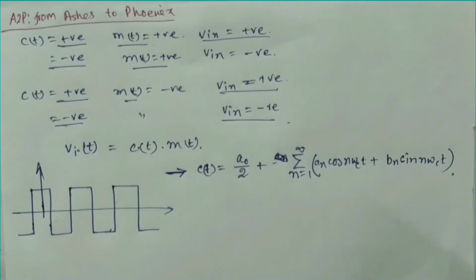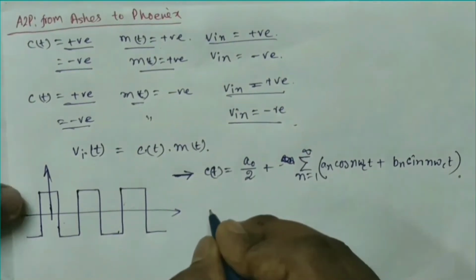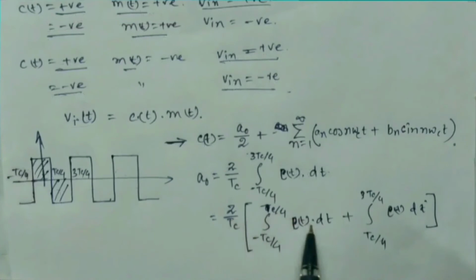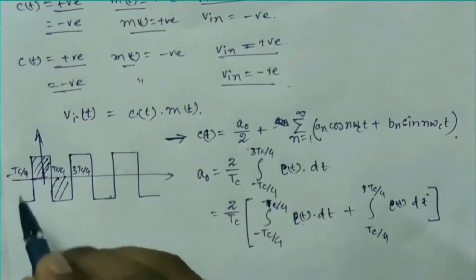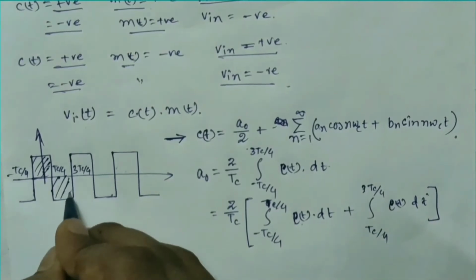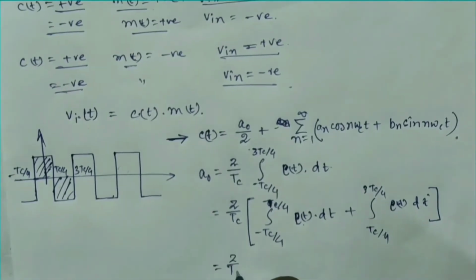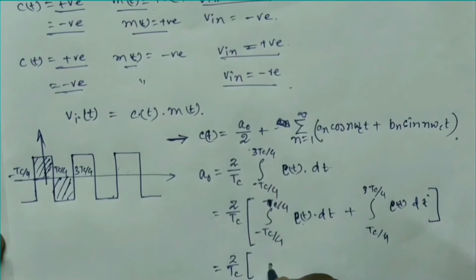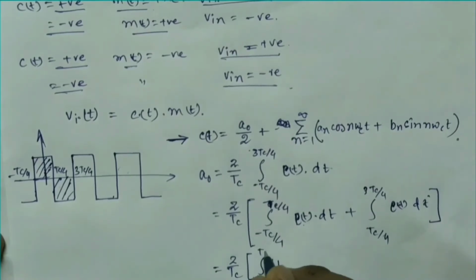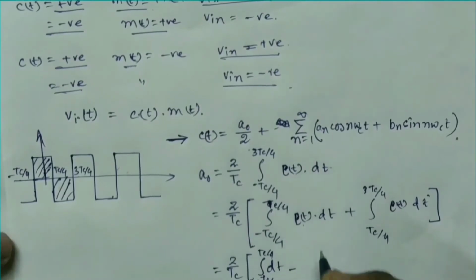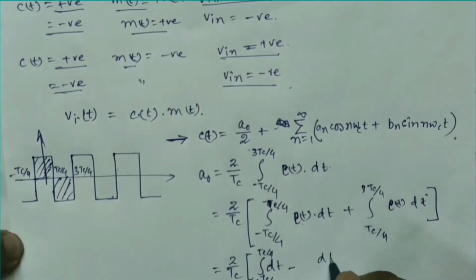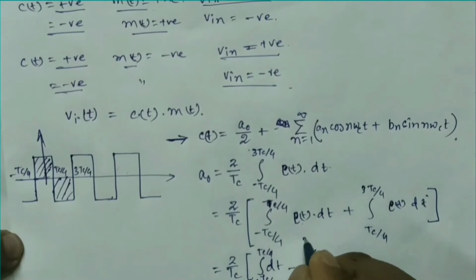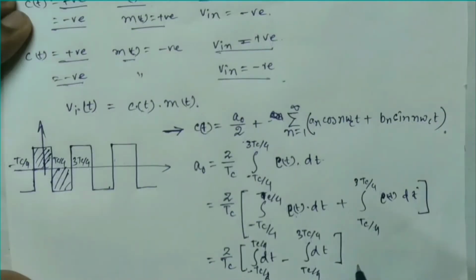Now let us find the values of Fourier constants. So A0 is this. In this duration CT is 1, and in this duration CT is minus 1. So this will be 2 upon Tc into integration of dt from minus Tc upon 4 to Tc upon 4 minus integration of dt from Tc upon 4 to 3 Tc upon 4, and ultimately we will get this equals to 0.